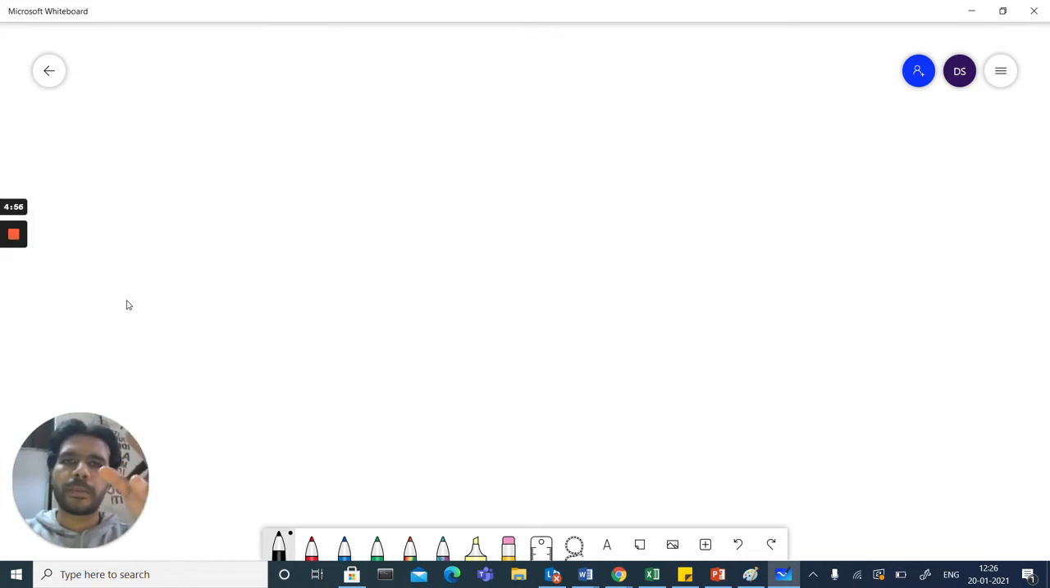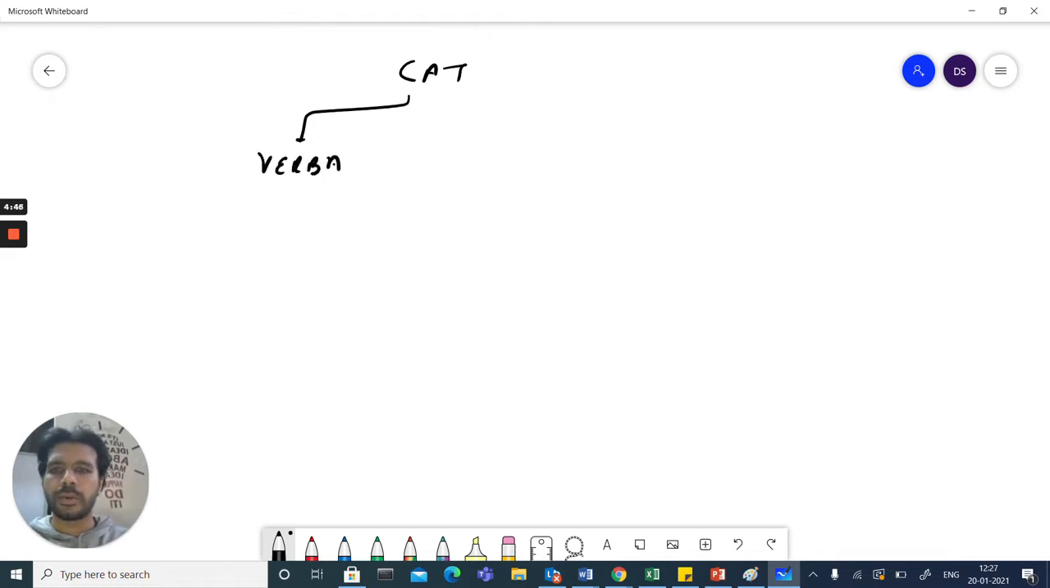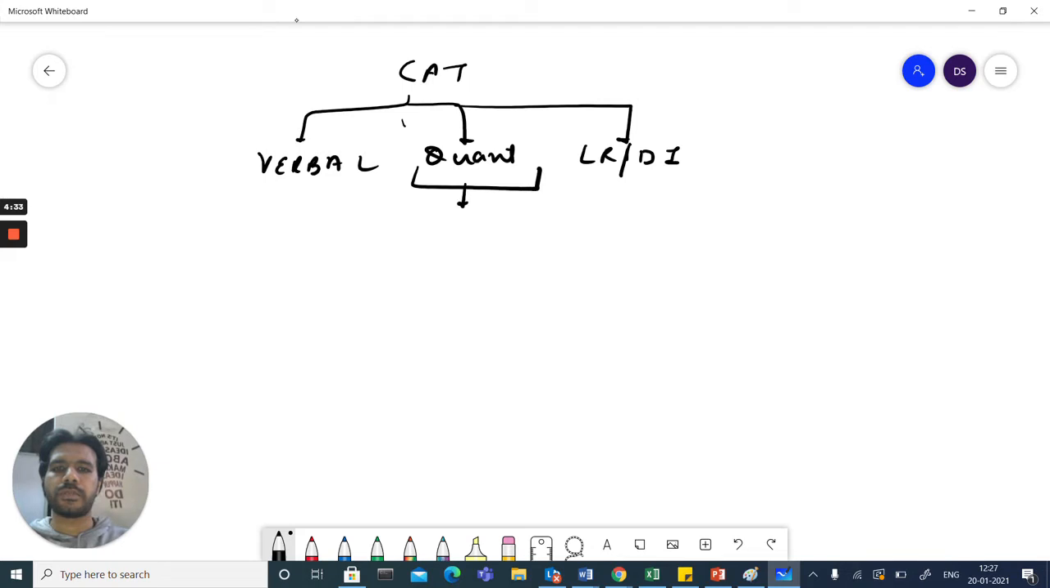We are here, we're gonna talk about the different parts of CAT. So let's say if I talk about a CAT, the paper normally gets divided between verbal, then you have quant, and then you have LRDI. Now between these, today we're gonna talk about the first topic of quant, and the first topic in quant is numbers. So what we'll do in the next few minutes is we'll talk about what all comes in numbers, and in fact we'll start with the first topic within numbers, first subtopic of numbers.